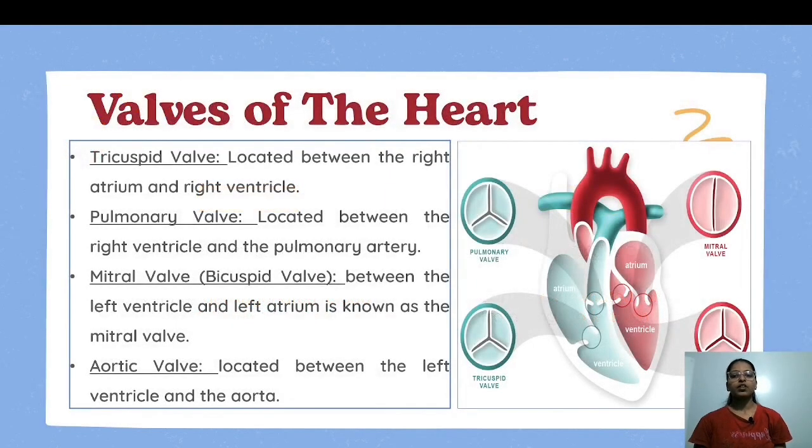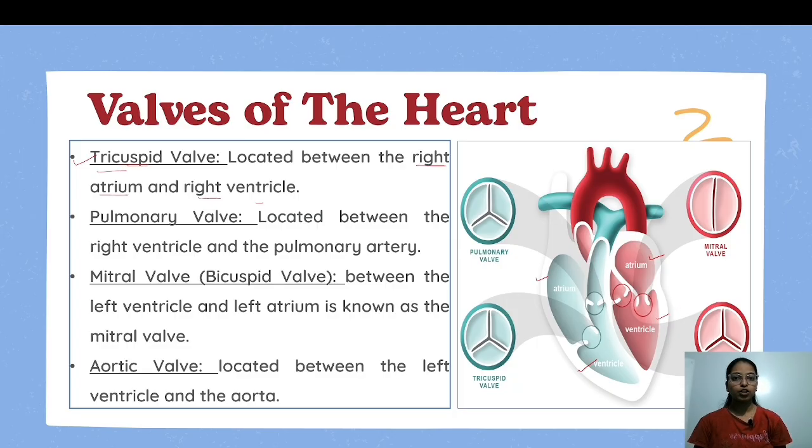Okay, now different walls. There are four main walls present in the heart. In that, first is the tricuspid wall. It is located between the right atrium and the right ventricle. We have seen that the atrium is the uppermost section of the heart and the ventricles are the lowermost section of the heart. Okay, first is the tricuspid wall.